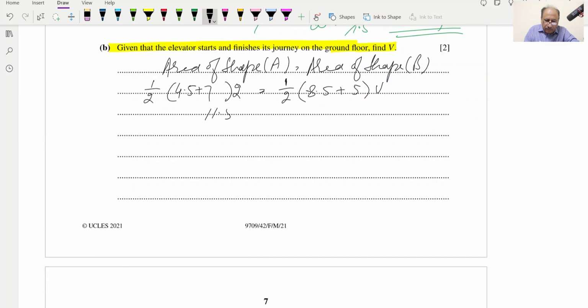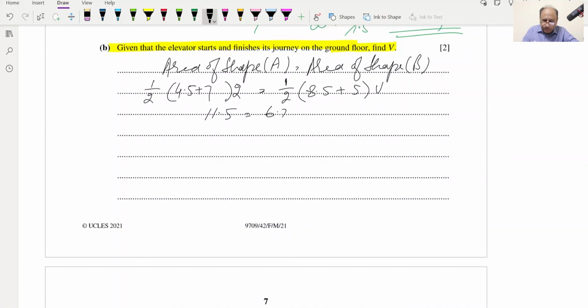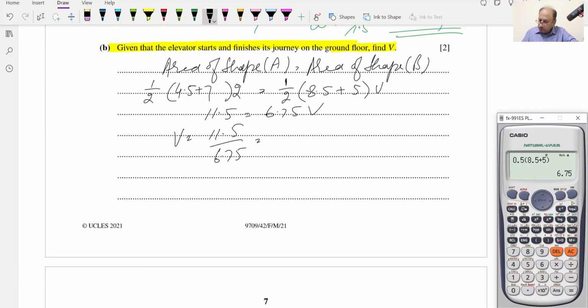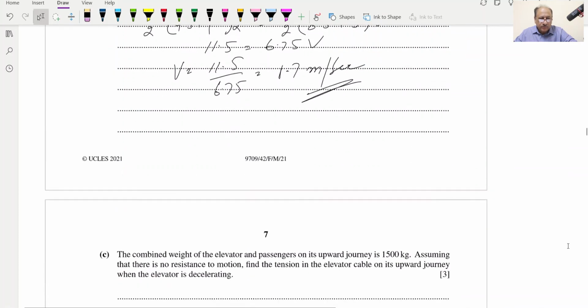So this side: 11.5 is equal to 0.5 multiplied by 8.5 plus 5, and this will result in 6.75 V. So the V value will be equal to 11.5 over 6.75, and this will be 11.5 divided by 6.75, which is equal to 1.7037. So 1.7 up to two significant figures. This will be velocity, so meters per second. This will be our final answer for this part.